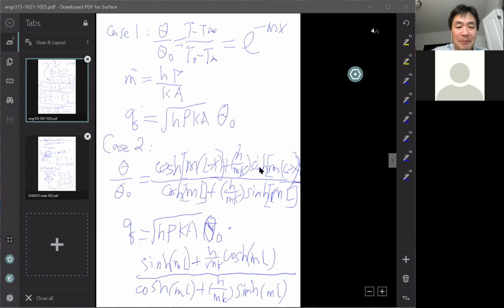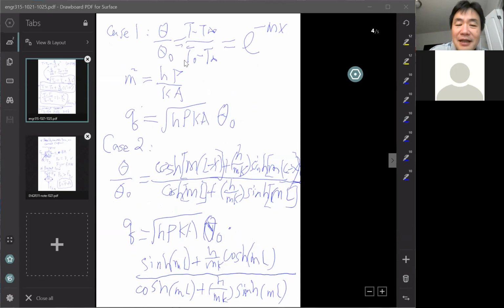Okay, so last time we talked about the three types, case 1, case 2, case 3, right? For each type, we have the solution for the temperature distribution inside the fin, as well as the total heat loss by that fin. The heat loss is good, right? The more heat loss, the better the fin is. So we have two sets of solutions for each case. One equation is for theta.